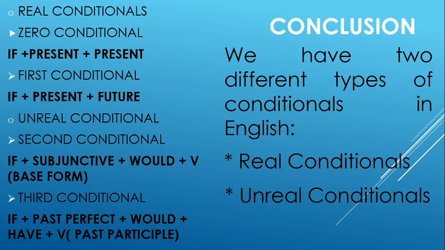Here are the structures. The zero conditional has the if plus the present and the present, right? For example, if I have a headache, I take an aspirin. For the first conditional, we have the if plus the present plus the future, right? If I finish my homework early, I will watch TV. And for the unreal conditional, we have the second conditional, which has if plus the subjunctive form of the verb plus would plus the base form, right? If I had money, I would buy a new car, right? Which is not real, right?